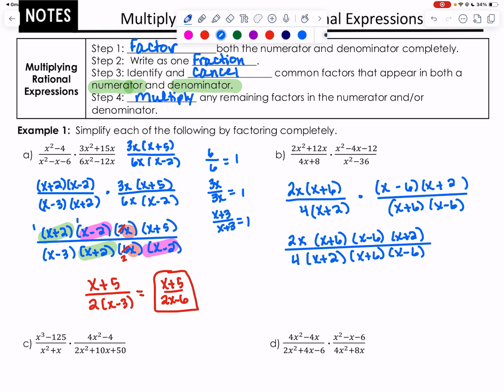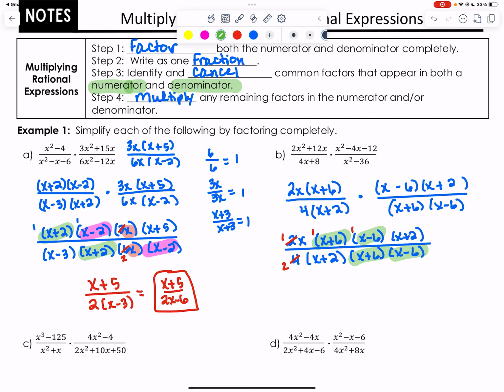Now we want to look for factors that we can cancel out to equal positive 1. So let me grab a highlighter here. Let's see. The first thing I'm noticing is that 2 will go into 4 2 times. So in other words, 2/4 would reduce to 1/2. The next thing I'm noticing is that x plus 6 and x plus 6 would divide to positive 1. So that would be a 1. Then I'm noticing that x minus 6 and x minus 6 would divide to equal positive 1.